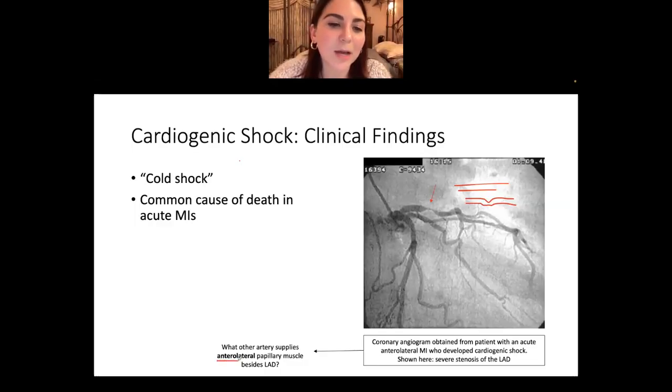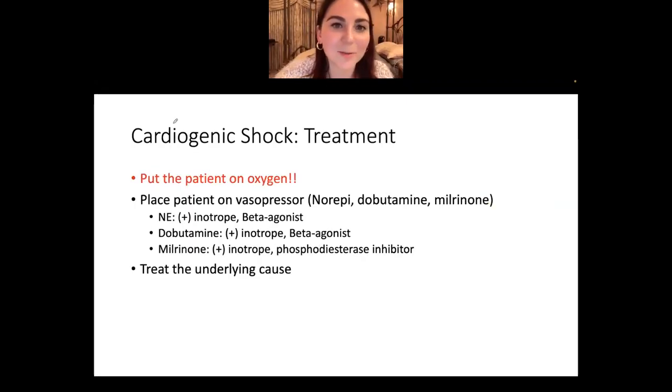So the anterolateral papillary muscle is supplied by the LAD, left anterior descending, and the LCX also supplies it. The posterior papillary muscle is supplied by the RCA. Okay. Just a throwback to anatomy.